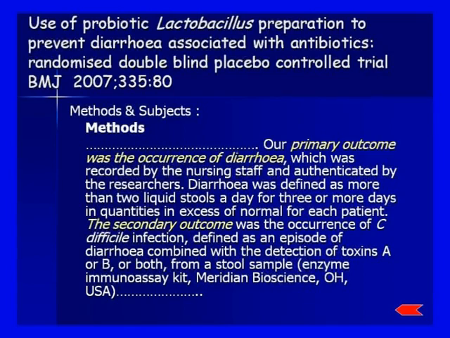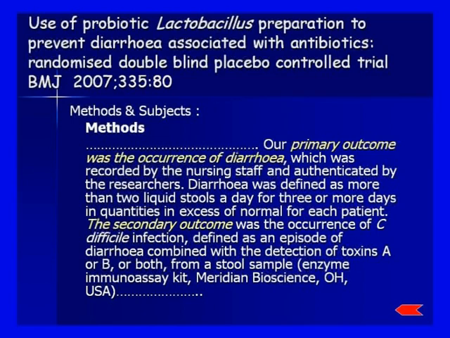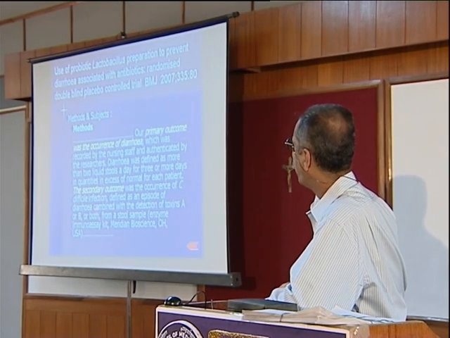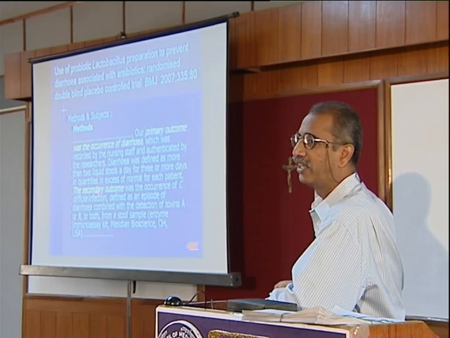Okay. And also they have defined the secondary outcome. The secondary outcome was the occurrence of C. difficile infection, defined as an episode. So other things are not really needed. I wanted to highlight that the primary outcome and the secondary outcome are clearly defined.